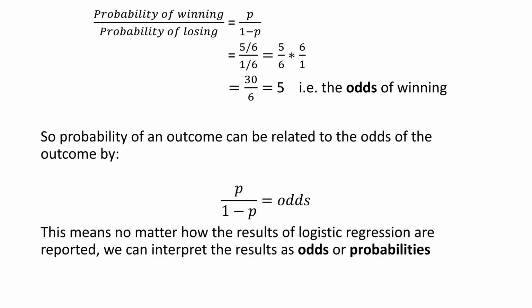So this means no matter how the results of logistic regression are reported, we can interpret the results as odds or probabilities. So we know that odds aren't the same as probabilities, but we can relate them. So this is good. So we've got our two-edged sword here set up. So we just need to discuss one more thing.